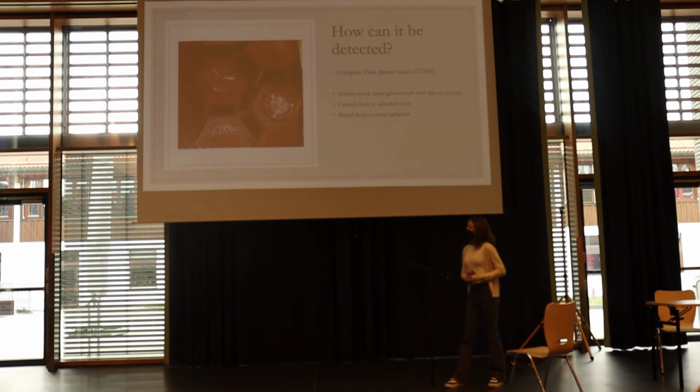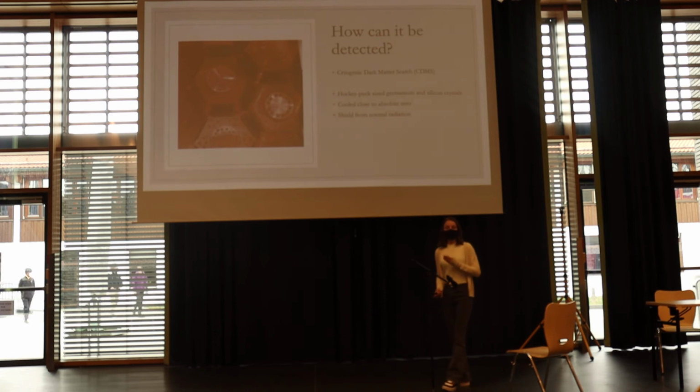There they use germanium and silicon crystals, which are the size of a hockey puck, as you can see in the picture, and they are cooled to temperatures close to absolute zero. And they are shielded as best as possible from normal radiation, which could mimic dark matter signals. And then what they do is just wait. They wait for a dark matter particle to hit the nucleus of an atom. And because it is so cold, this small vibration can easily be detected.